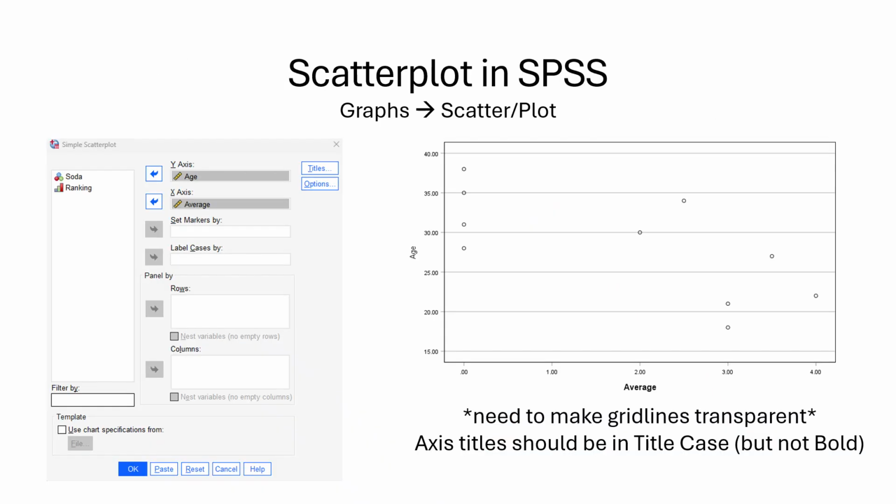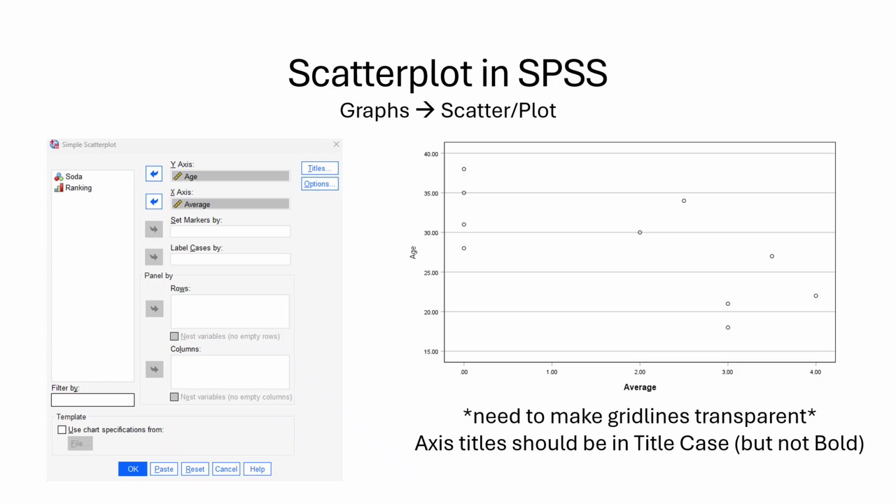Now we need to create a scatter plot. So in SPSS, you go to Graphs and click Scatter Plot. Now there's no independent versus dependent variable, so it doesn't really matter which one you put on the X or the Y axes. I'm just putting age on the Y axis because it makes more sense to me. And when you do that, it will produce a scatter plot that looks like the one on your right.